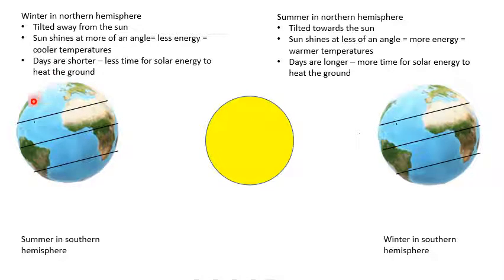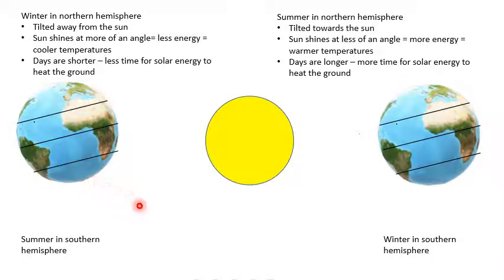So if we take this picture here, this shows that the Earth's axis means that the northern hemisphere, which is where we live in the UK and Europe, is tilted away from the sun. This means that the sun is shining at more of an angle as it hits the ground. This means that the solar energy is less focused, so there's less energy, leading to cooler temperatures. But also the days are shorter, so there is less time for solar energy. This means we get cooler temperatures throughout the day and throughout the night time.